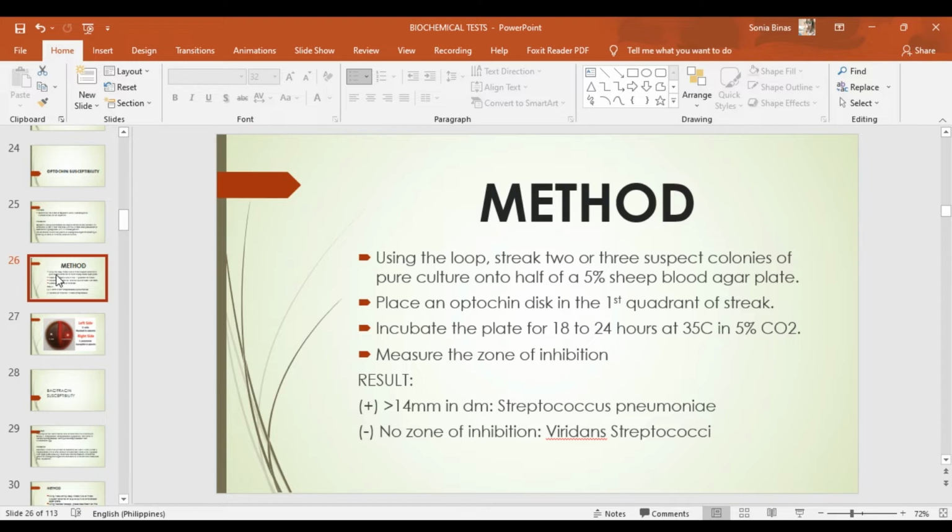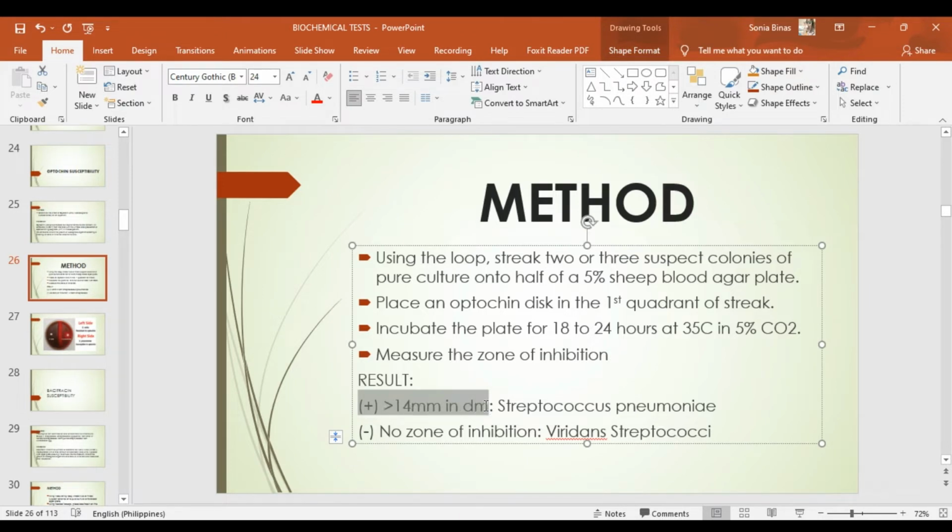And then, we will incubate it for 18 to 24 hours at 35 degrees Celsius. After that, we will measure the zone of inhibition. So, resistant or positive reaction is having a less than 14 millimeter in diameter, which is our, again, Streptococcus pneumoniae. While the negative organism is our Viridans streptococci.